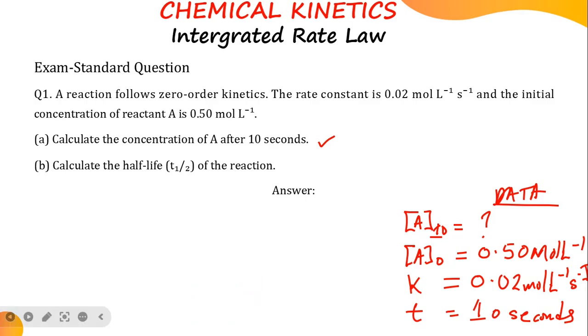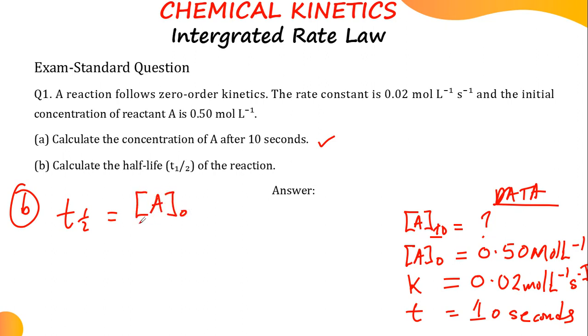So let's do B. Can someone remember the formula for the half-life for the zero order? Half-life is equal to what? The initial concentration over 2 multiplied by the rate constant K. Very good. So from here, let's do this.